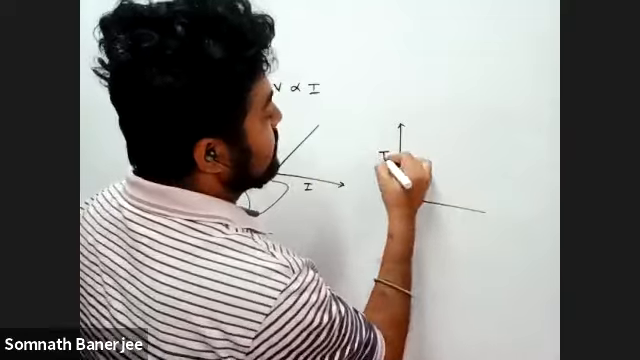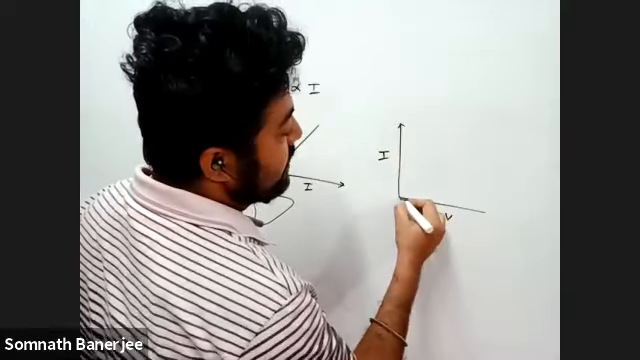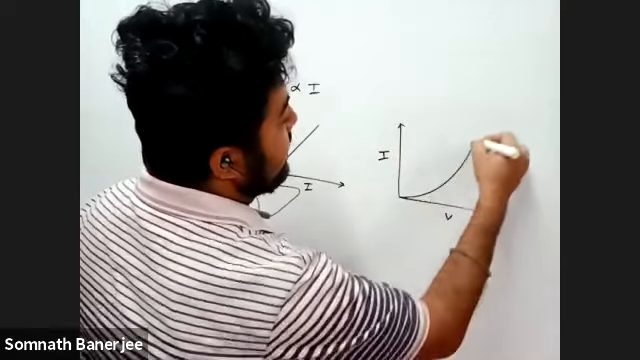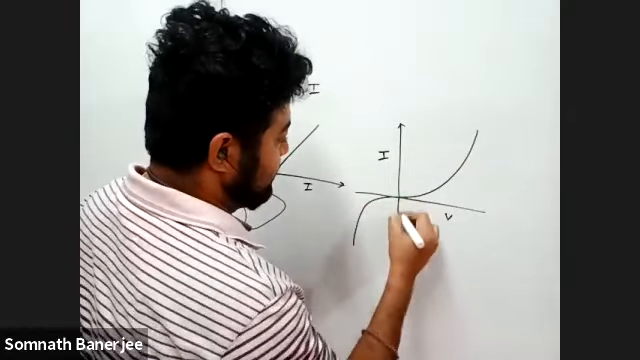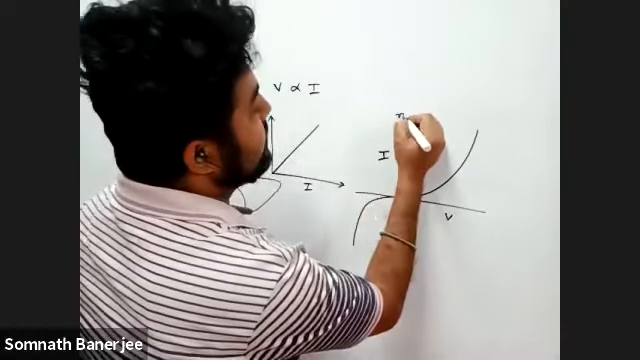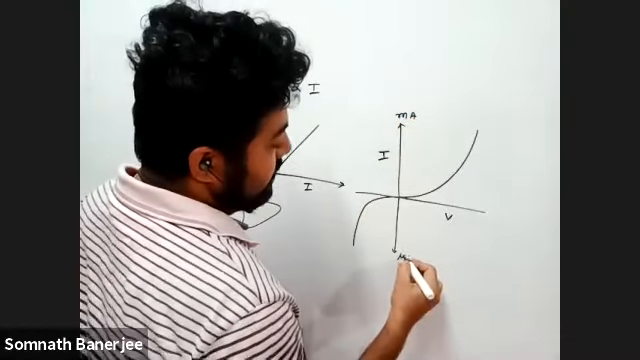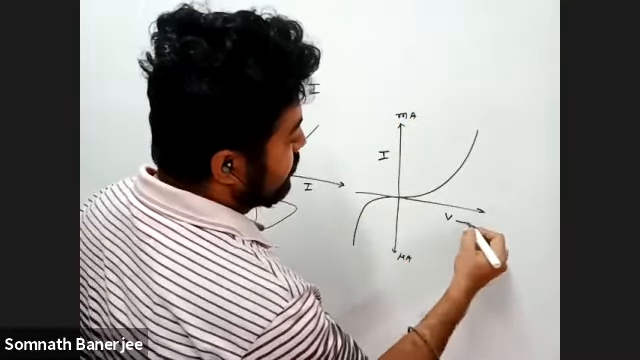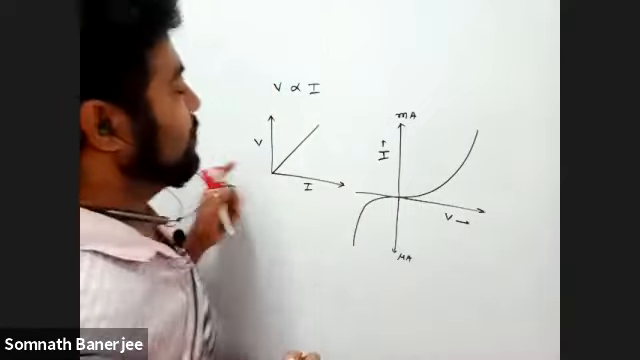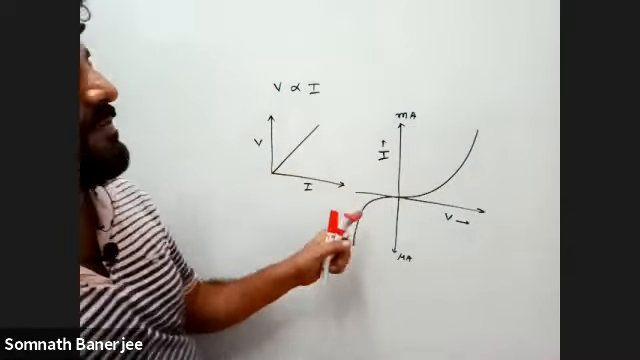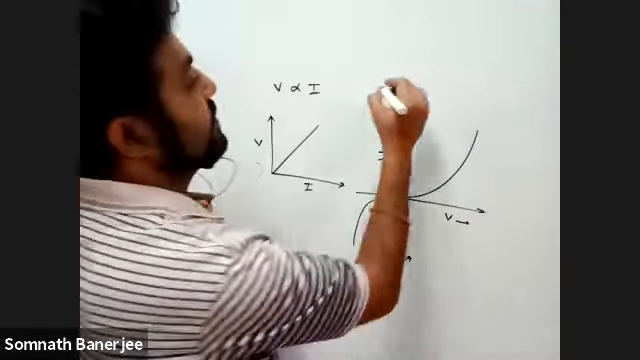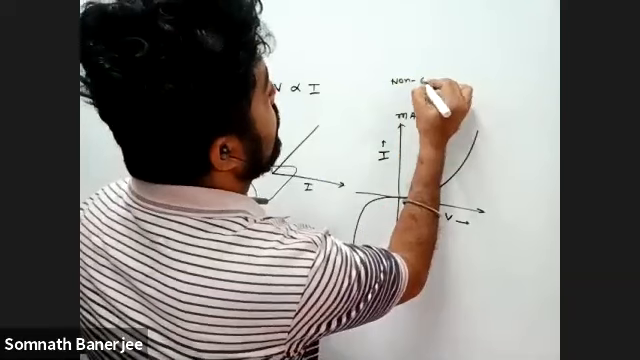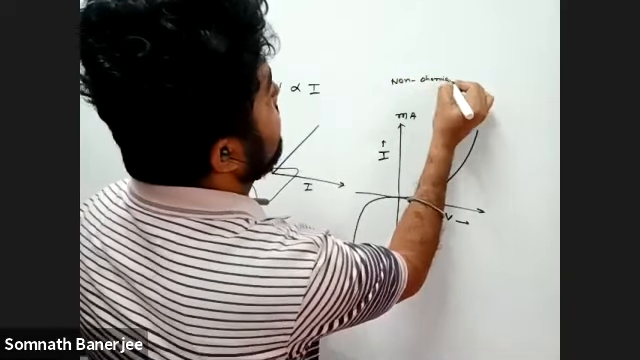Similarly, in some examples, like for silicon, if this one is current and this one is voltage, it's not a straight line, it looks like this. This one is in milliampere, this one is in microampere, voltage and current. So see, voltage and current are not a straight line. If it is a curved line, then it is called non-ohmic material.